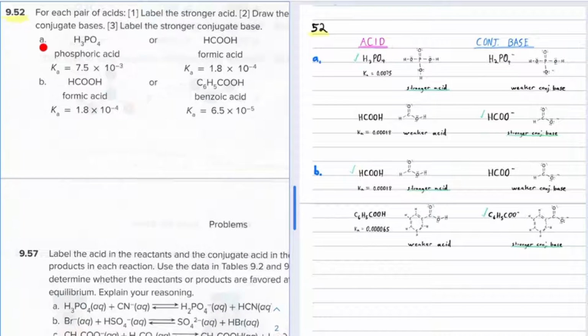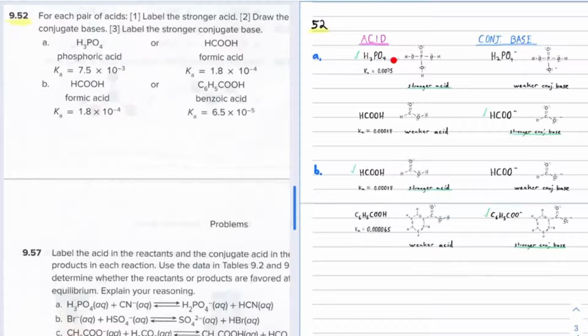So we're given two different parts. The first one is phosphoric acid versus formic acid. We're supposed to label the stronger acid, draw the conjugate bases of both of them, and then label the stronger conjugate base.